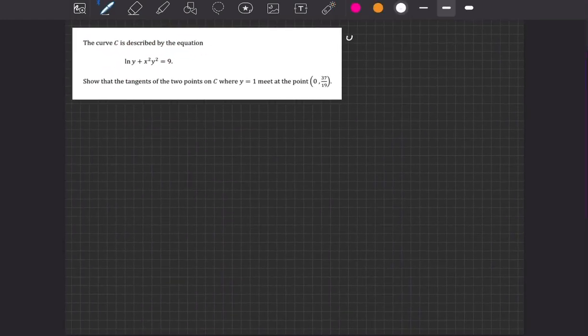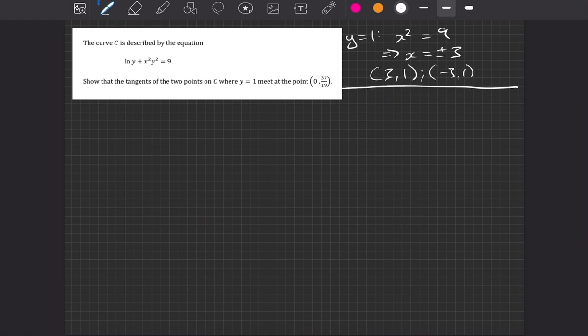So let's do that. We'll have y is equal to 1. So therefore, ln y, the log of 1, is always 0, so we can ignore that. Let's plug the 1 into the y squared. We'll get 1, so there's going to be 1x squared, and that's going to be equal to 9. So that tells us that x is equal to plus or minus the square root of 9, which is 3. Happy days. So the coordinates we get from that are positive 3 and 1, and also negative 3 and 1. Happy days. So let's move on then.